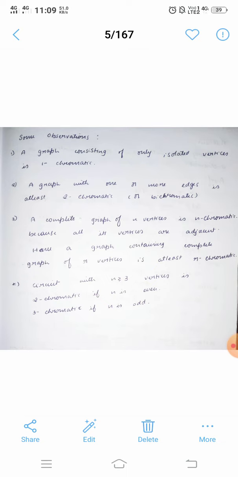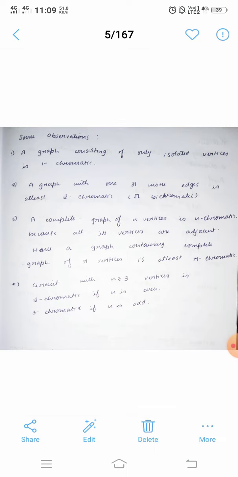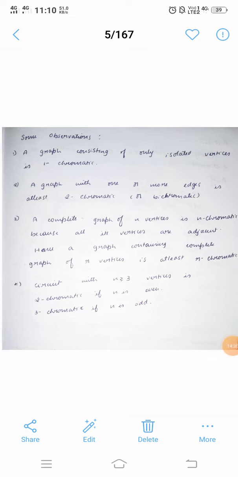A circuit with n greater than or equal to 3 vertices is 2 chromatic if n is even, and 3 chromatic if n is odd. Why n greater than or equal to 3? We are not taking n equal to 1 or n equal to 2. A circuit with n equal to 1 is a self loop, and a circuit with n equal to 2 gives parallel edges. So those are excluded from our graph, and we are taking n greater than or equal to 3.